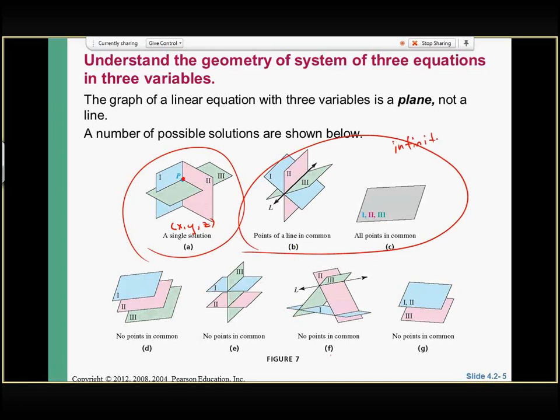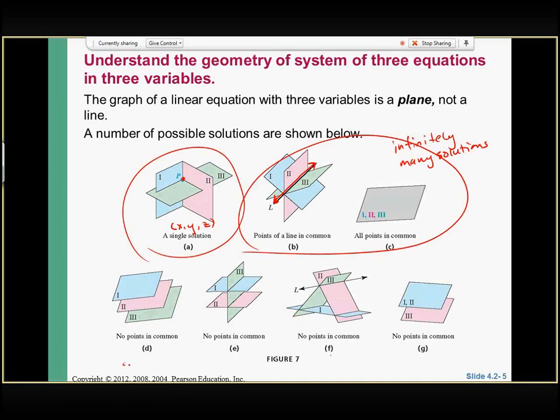That could look like either of these scenarios. So if we're talking about 3 dimensions, we actually have 3 planes. And those 3 planes could intersect at a line. And the reason why that's called infinitely many solutions is because any point on that line could be a solution. Or maybe all 3 planes here in letter C are right on top of each other. So that would also be infinitely many solutions.